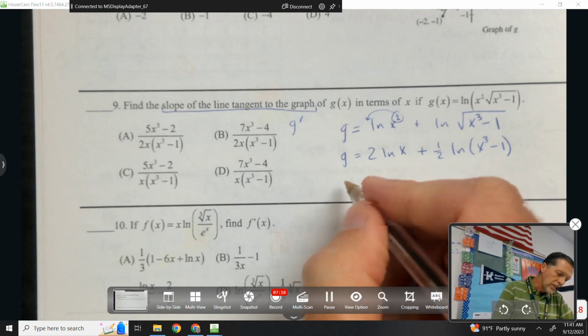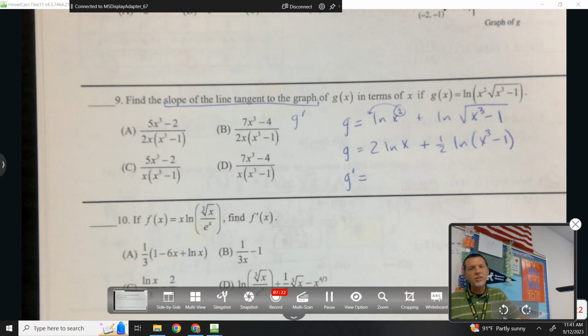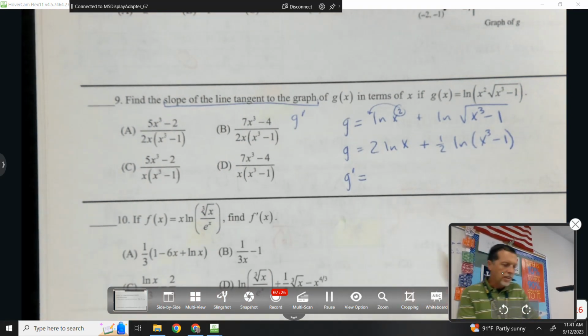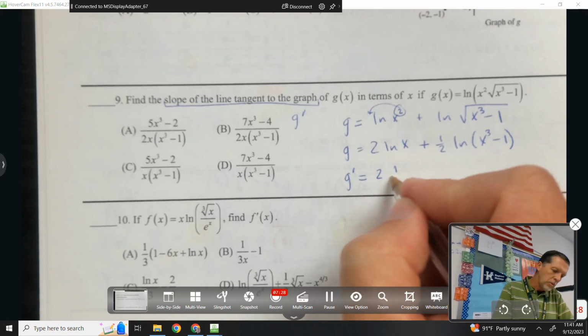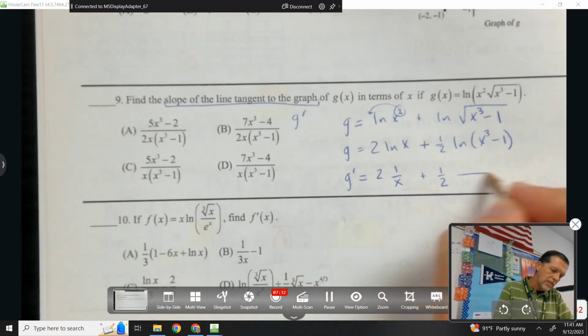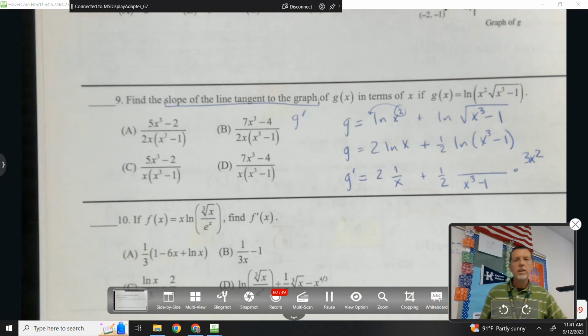Now I'm ready to take a derivative. Again, label that. Don't leave off the labels, because then you get confused and I get confused as to what you're doing. Now we're taking the derivative. So 2 times 1 over x plus 1/2 times 1 over x cubed minus 1 times 3x squared.